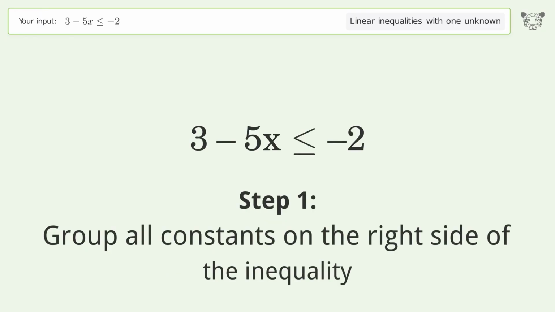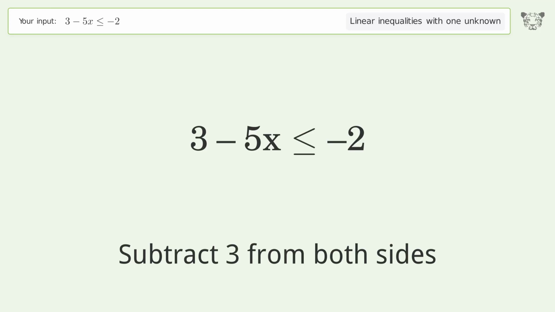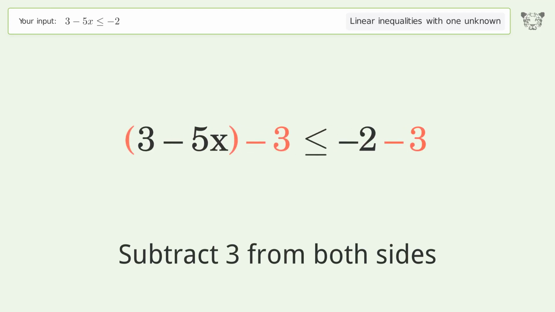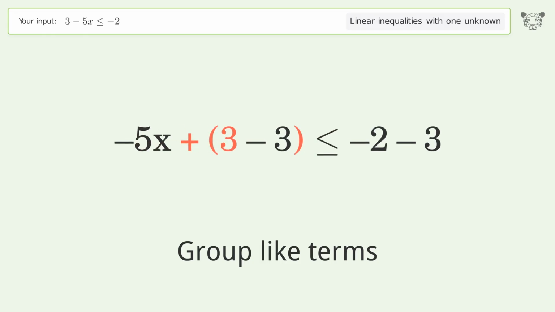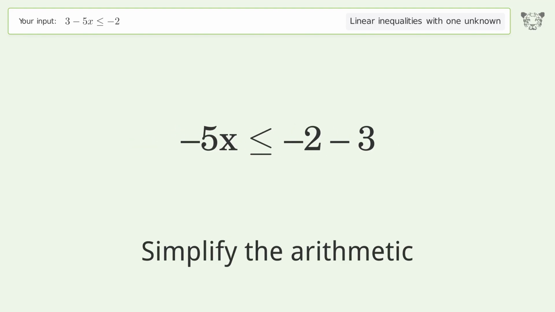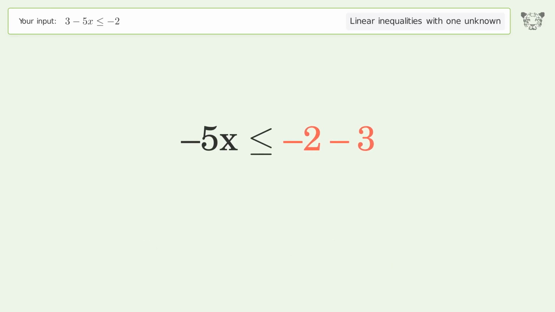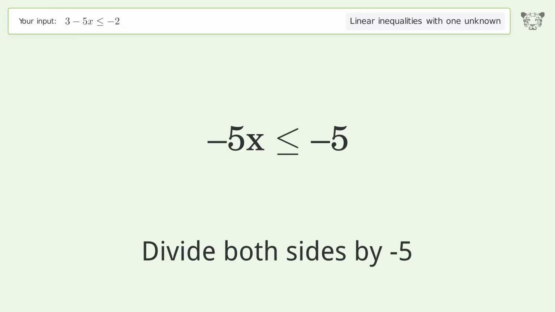Group all constants on the right side of the inequality. Subtract 3 from both sides. Group like terms. Simplify the arithmetic. Isolate the x. Divide both sides by -5.